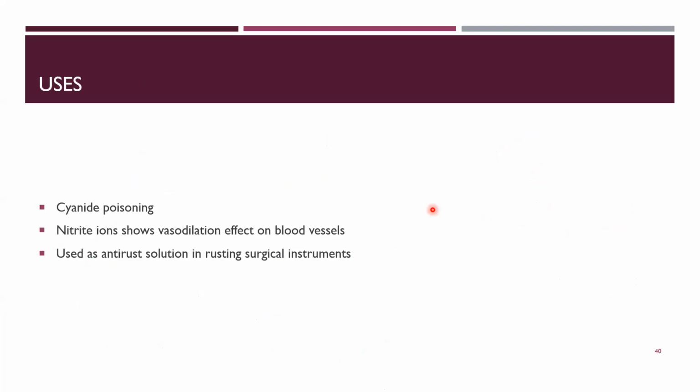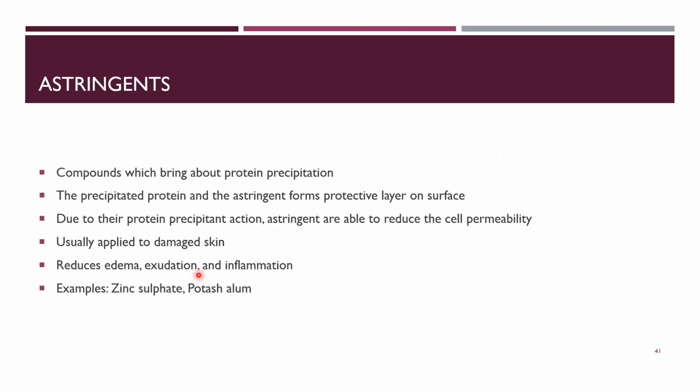Uses: for cyanide poisoning, the nitrite ion shows vasodilation effects on blood vessels, and it is used as an anti-rust solution in rusting and for surgical instruments.